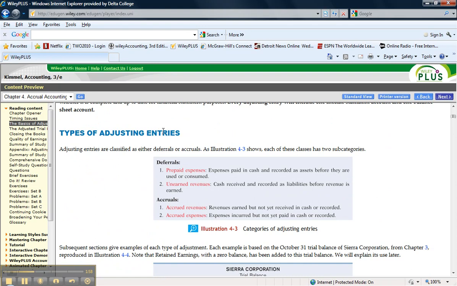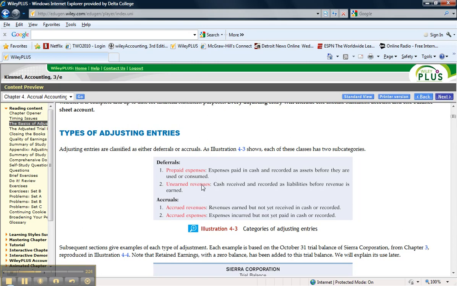The types of adjusting entries are as follows. There are deferrals and there are accruals. I like to think of deferrals as cash first related adjusting entries. There are two kinds. Prepaid expenses, this is where we pay cash in advance for some asset that's going to be used in the future, like supplies or prepaid insurance. You pay in advance and then you get the benefit of those things over time.